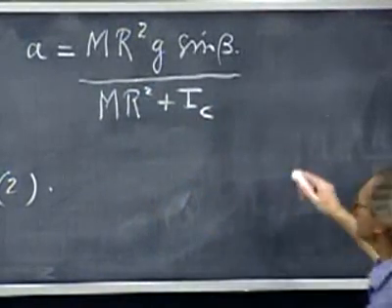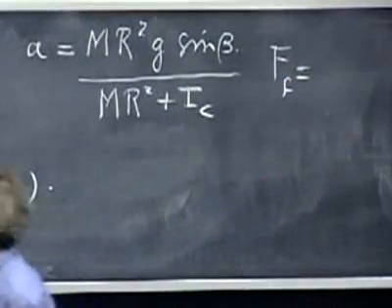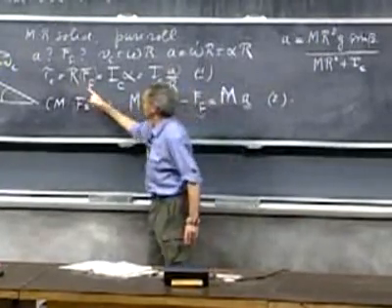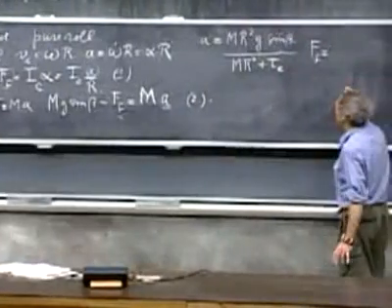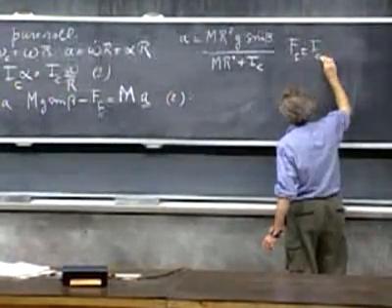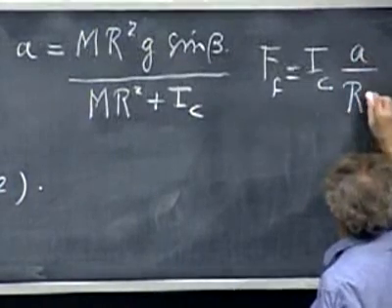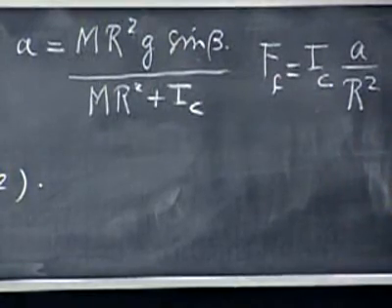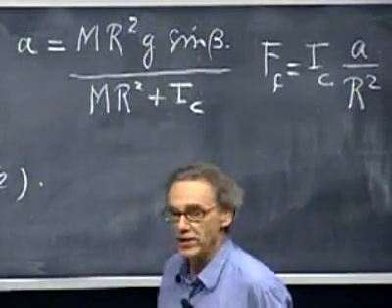And the frictional force, you can see that from this equation, is the moment of inertia times A divided by R squared. And I will leave A as it is because it becomes too complicated otherwise. And so the frictional force becomes the moment of inertia about C times A divided by R squared. So this A has to be substituted in here.